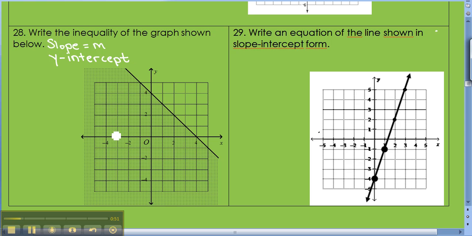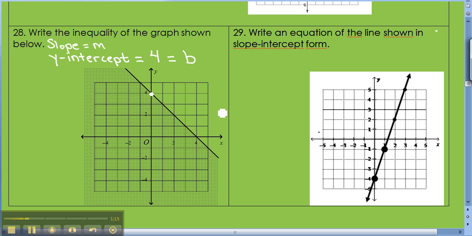So when we look at this line, the first thing I'm going to do is find the y-intercept. When I look at the line, it intercepts the y-axis at 4. So the y-intercept is 4. Another name for the y-intercept is b. That can get kind of confusing sometimes, so I'm going to go ahead and write that out.